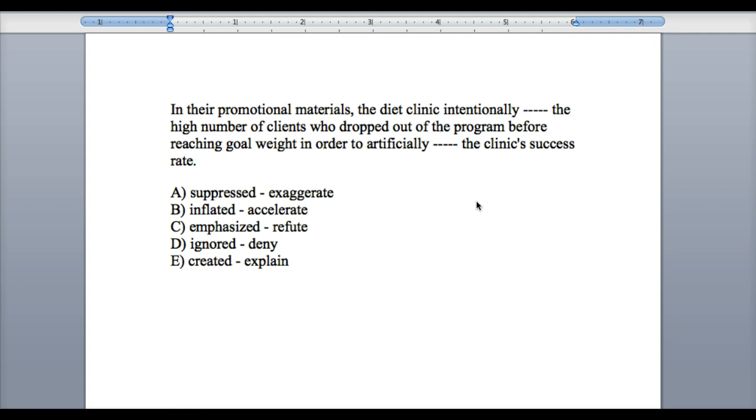Let's see if it fits. In their promotional materials, the diet clinic intentionally suppressed the high number of clients who dropped out of the program before reaching goal weight in order to artificially exaggerate the clinic's success rate. That makes sense logically. Remember, these are people who write these questions. It's not a machine putting something together. So the fact that it's talking about a diet clinic has to be taken into account. What would they do to exaggerate their success rate? Well, you would take the people off the rolls who didn't get through the program successfully.